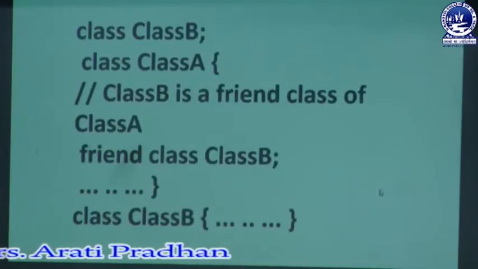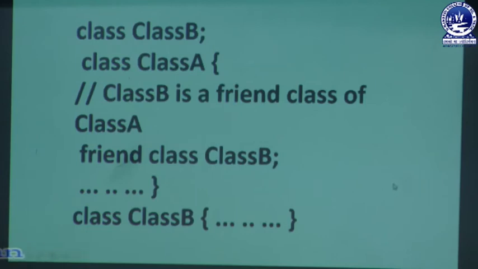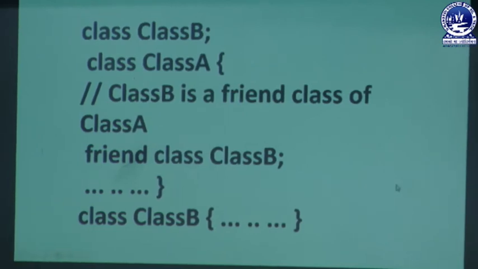Here I have written one syntax and also one very simple example of friend class. Here class B is the name of the class, and another class I have used here is class A. Now I want class B to be a friend class of class A. In order to write this, the syntax is friend class name, and in this example I have written the statement friend class B. So class B is the friend of class A.